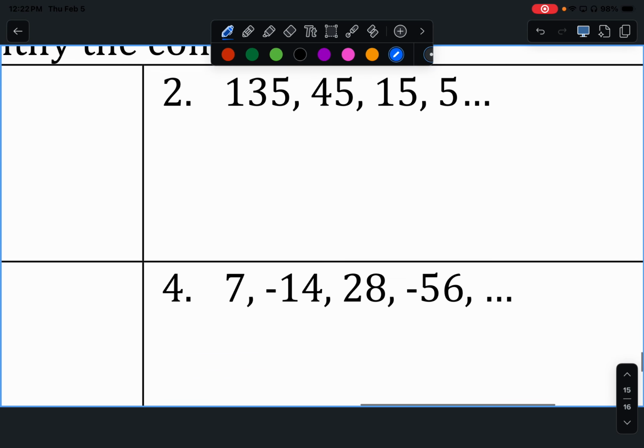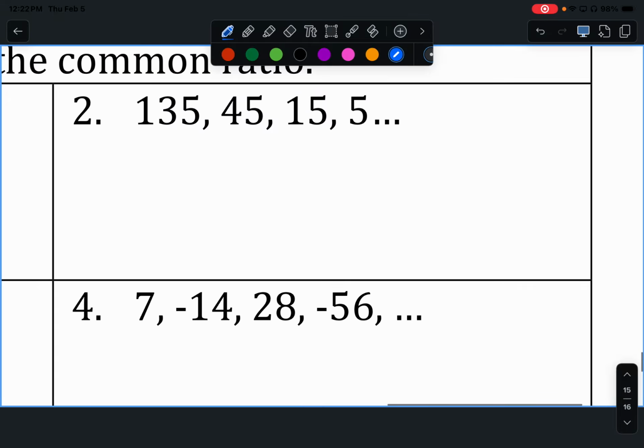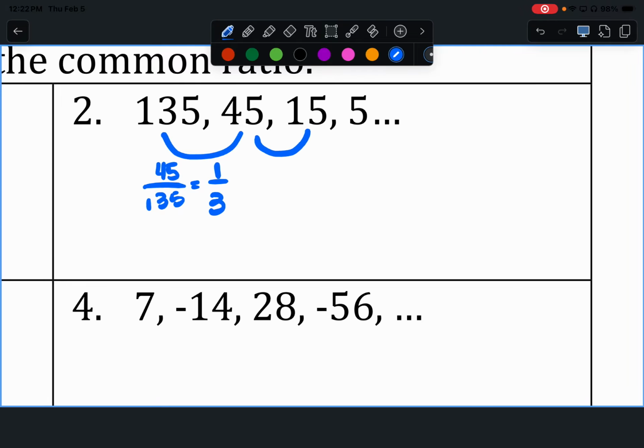All right, for number 2, what is 45 divided by 135? Remember, like I said, put that in your calculator as 45 over 135 and tell me what it simplifies to. 1/3. Okay. Same thing, what is 15 divided by 45? 1/3. 5 divided by 15? 1/3. So, is that a geometric sequence? Yes. What is our common ratio?